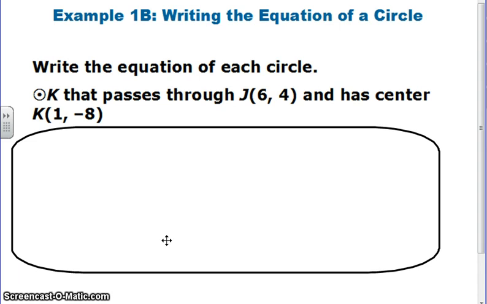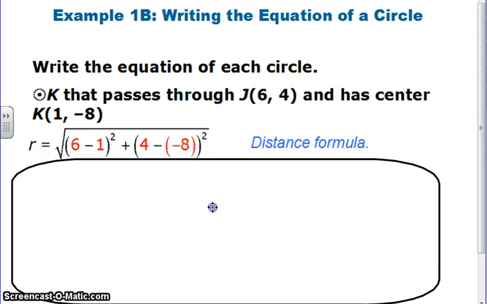Let's do it again. Write the equation of the circle K that passes through point J (6, 4) and has a center K at (1, -8). Now this is different because what don't we have? No radius. We've got to find the radius. But what do we have? We have a point on the circle and the center. We begin with our circle formula, and this time we substitute the known point (6, 4) for (x, y), and the center (1, -8) for (h, k). And because we want r, we'll take the square root of both sides.